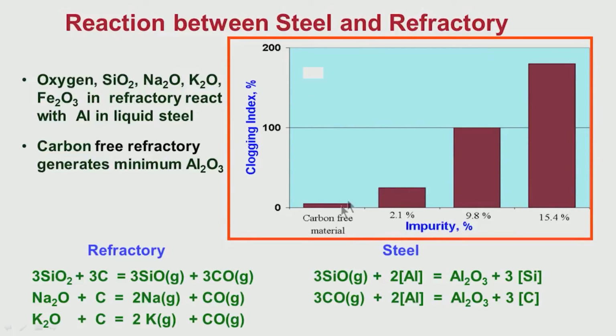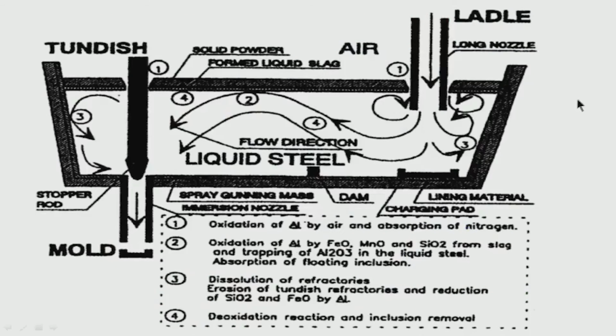Here you see, if you are using carbon free material, the clogging level is almost negligible, and if you are using a high level of impurity in the refractory, the clogging level is increasing. If the clogging level increases, we have to interrupt the process sometimes if it is very high. The nozzle exit gets choked if there is too much clogging. That means it is choking off the exit of the refractory nozzle. This will create problems during tubing. So this is very important. We must try to remember this.